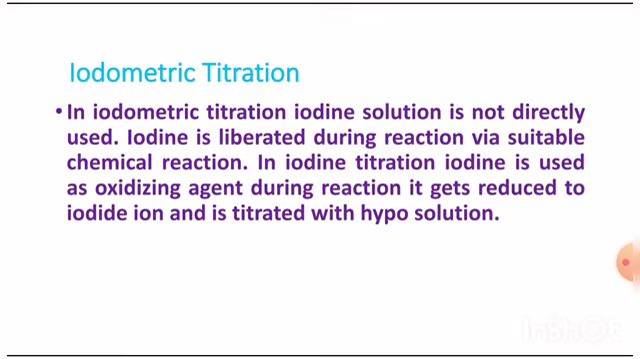Iodometric titration. In iodometric titration, iodine solution is not directly used. Iodine is liberated during the reaction via a suitable chemical reaction. In iodine titration, iodine is used as an oxidizing agent during the reaction. It gets reduced to iodide ion and is titrated with hypo solution.